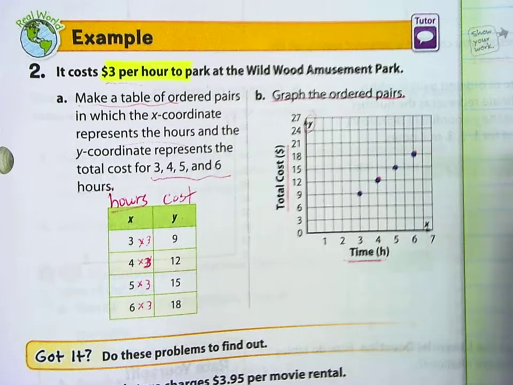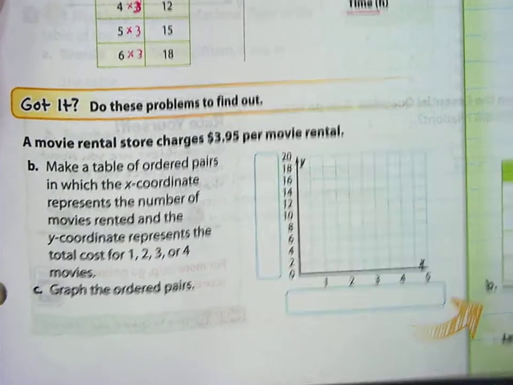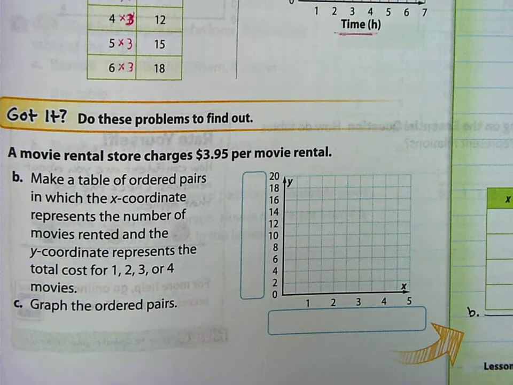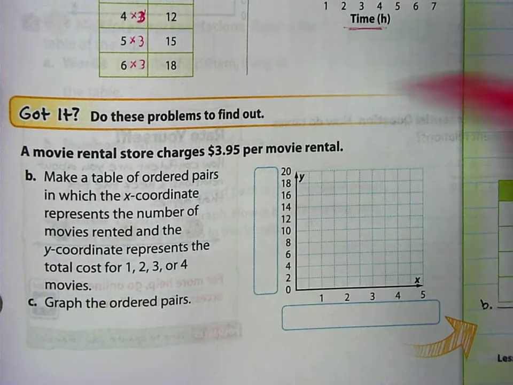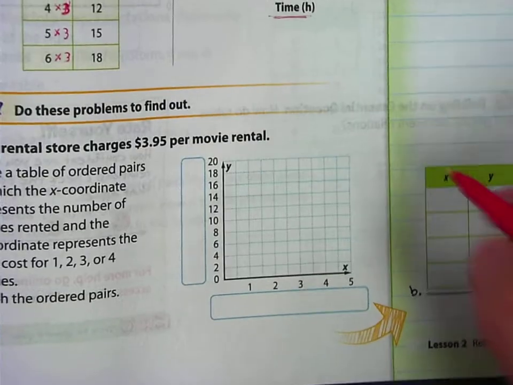All right, let's try one more. Let's do the got it problem. You're going to do this with me right in your book at the very bottom of page 279. A movie rental store charges $3.95 per movie rental. Make a table of ordered pairs in which the x-coordinate represents the number of movies.